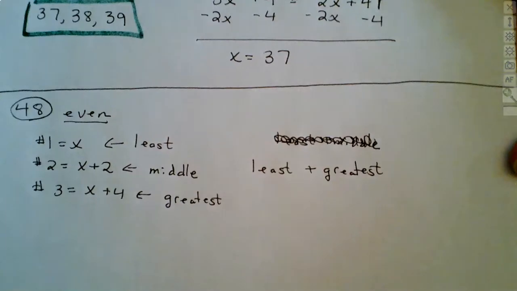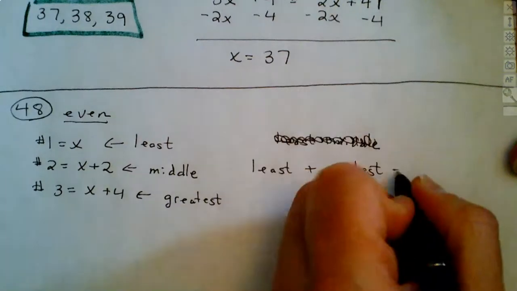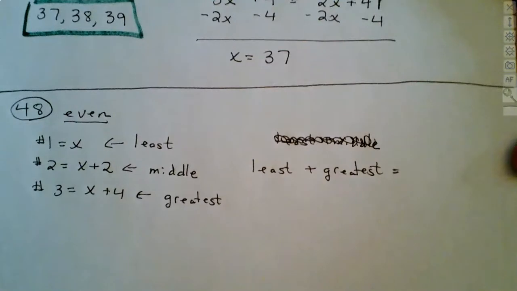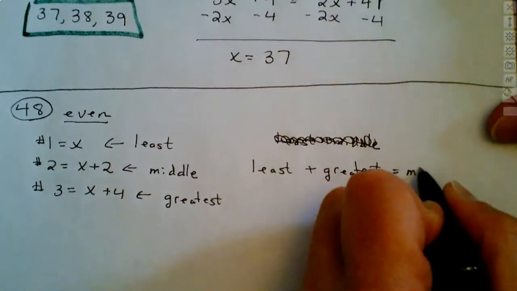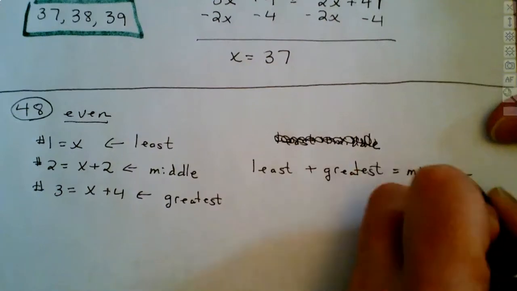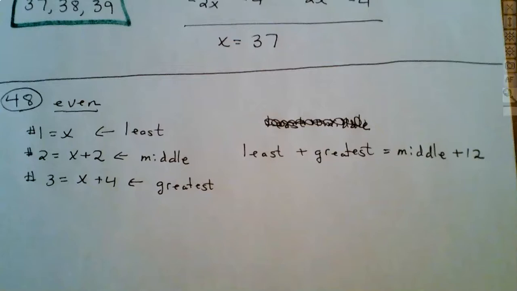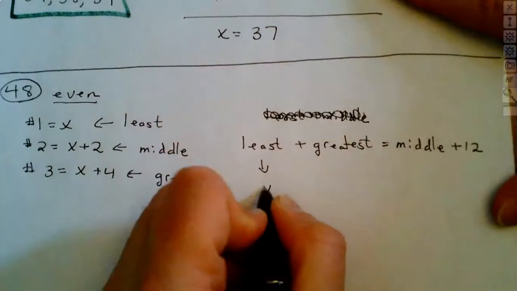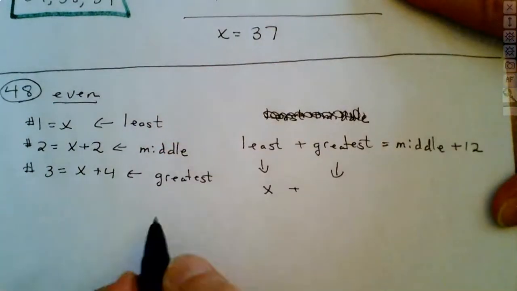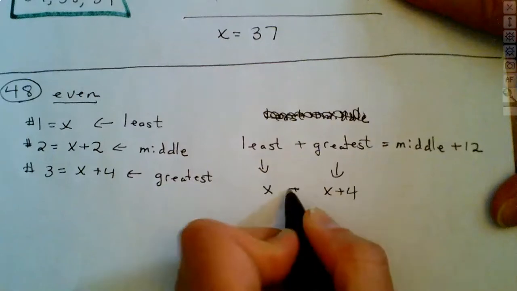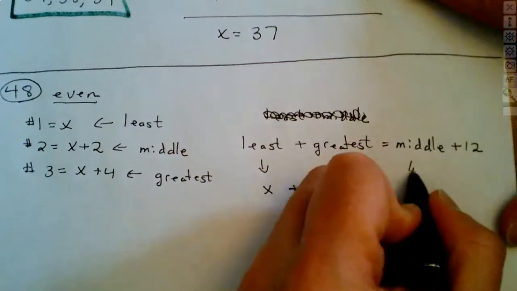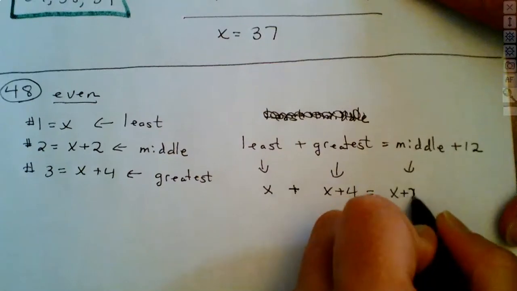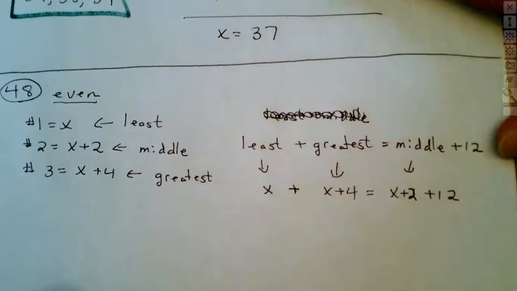Okay, the sum of the least and the greatest means equals 12 more than the middle integer. So that's going to be the middle plus 12. So that's our equation now. We've got the least and the greatest summed together to give the middle plus 12. Now we can finish it. We know our least is x. Our greatest is x plus 4. Middle is x plus 2. And then we've got a plus 12.